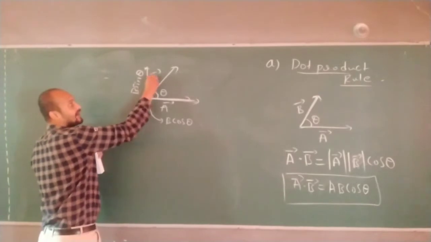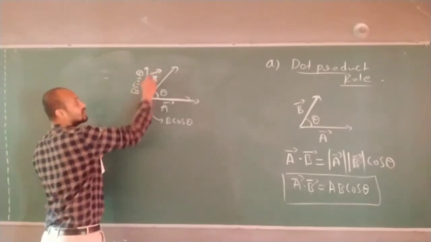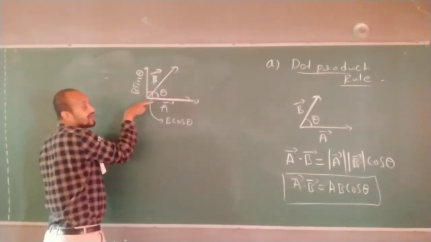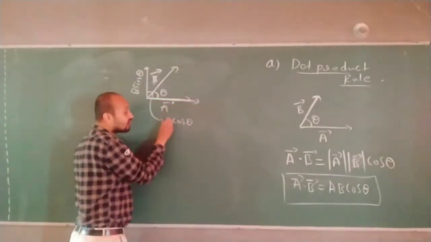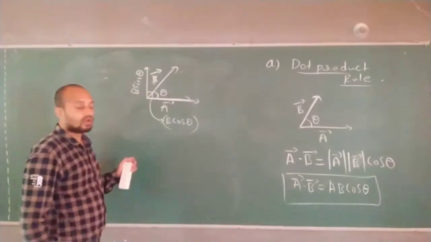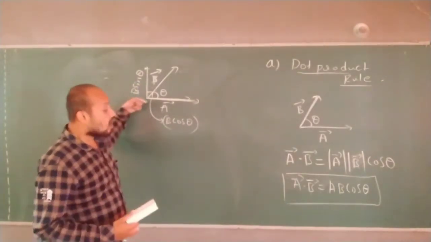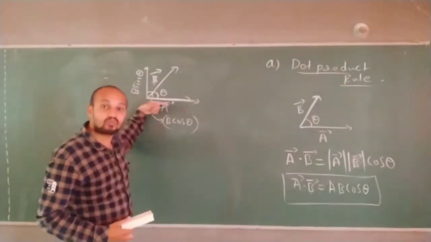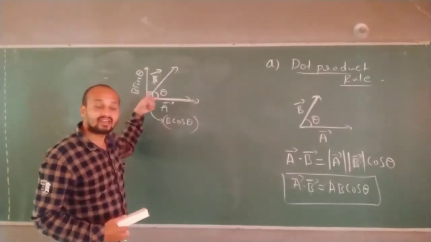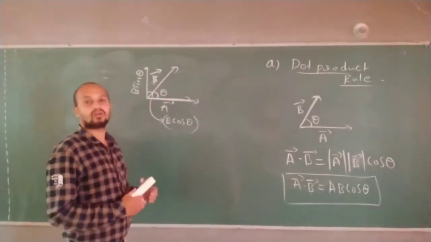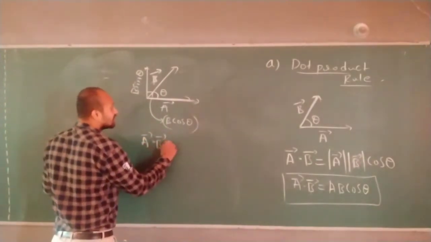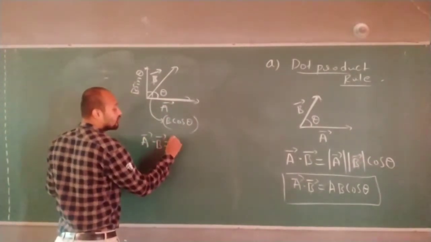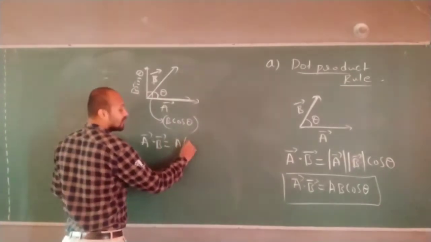Correct? The component of vector B having the direction of vector A is how much? B cos theta. The component of vector B which is parallel to, which is along the vector A, is B cos theta. Here A dot B is nothing but magnitude of A into B cos theta.